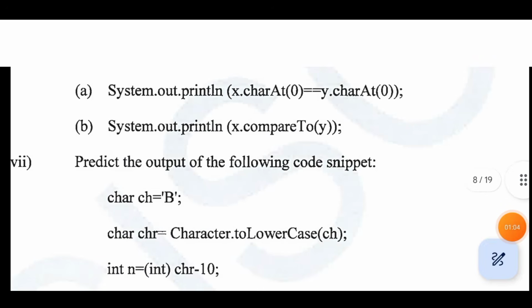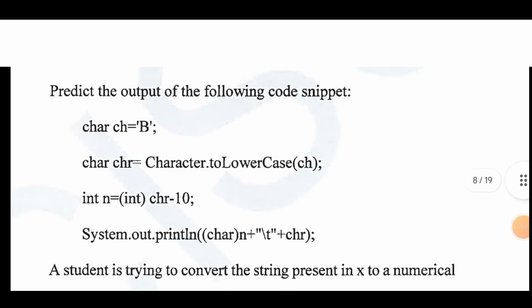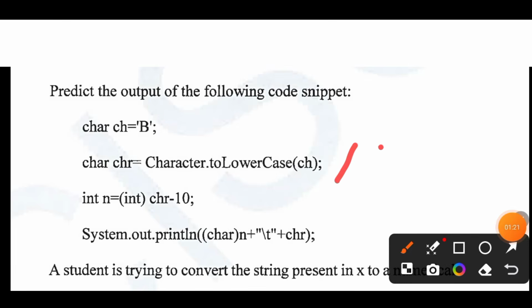Now question number 7. Predict the output of the following snippet. Character ch is equal to 'B', and now character chr, where we are converting that particular character into a small letter and storing it in chr. So what will be stored in the variable chr is small b. Now we are converting it into an integer, an explicit conversion.